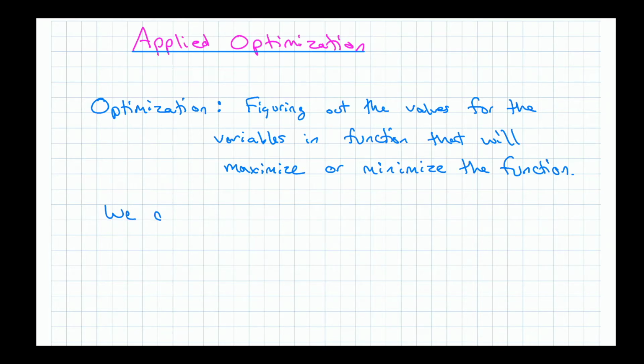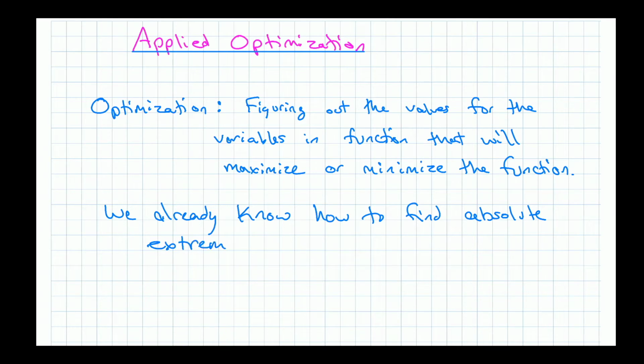We already know how to find either absolute minimums and maximums, absolute extrema, and local extrema. And that's it, right? So we're done. So what is this section even if we already know how to do it?